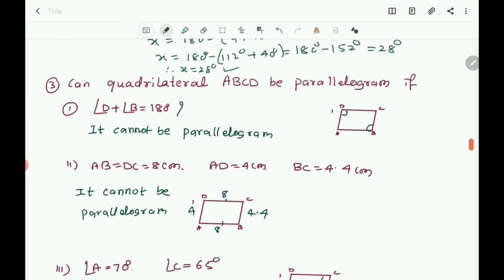Here in the first case, D and B are not adjacent angles. So their sum cannot be equal to 180 degrees because you can say that opposite angles are equal. And next, AB is equal to DC is equal to 8 centimeters, AD is equal to 4 centimeters, BC is equal to 4.4 centimeters. Here the opposite sides AD is not equal to BC.